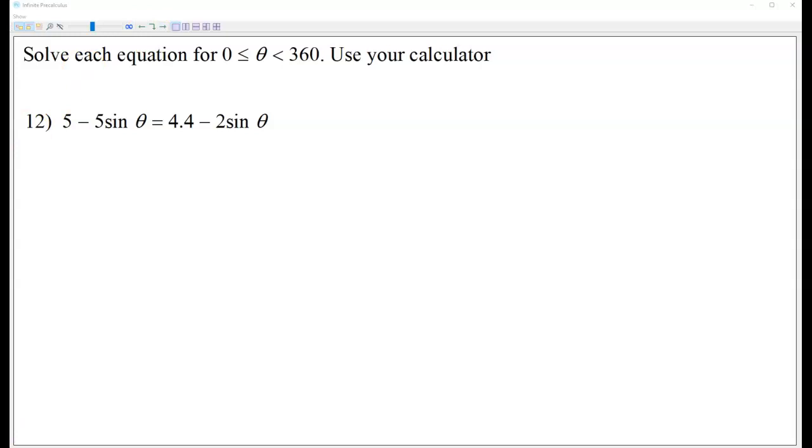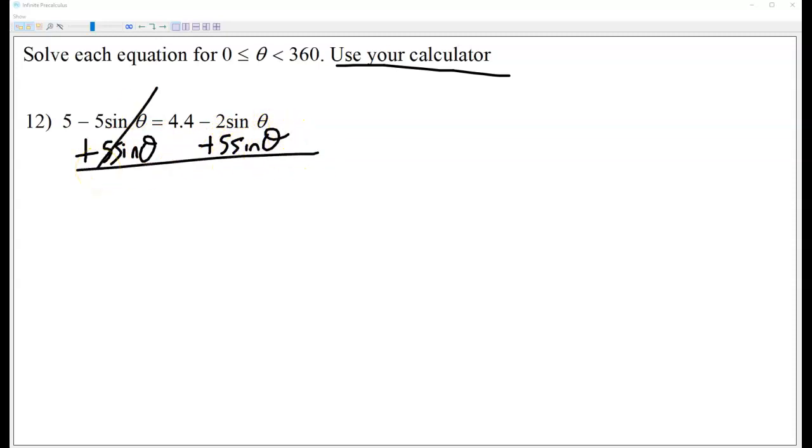So for the next few problems, we have the same type of question. It's just that instead of using our unit circle, we're going to be using our calculator. So step one is the same. The first few steps are the same. That is, we're just going to get the sines together. So I'm going to add 5 sine theta on both sides.